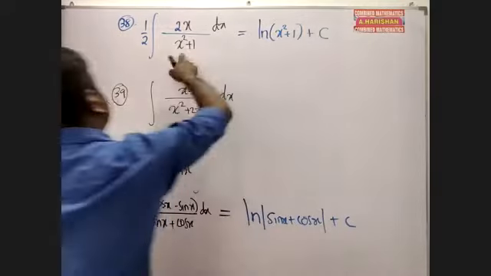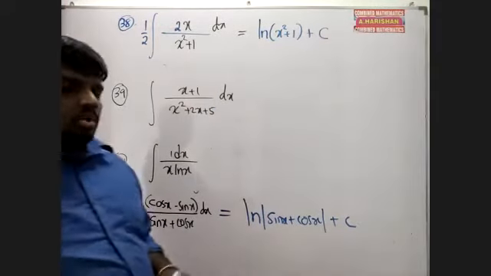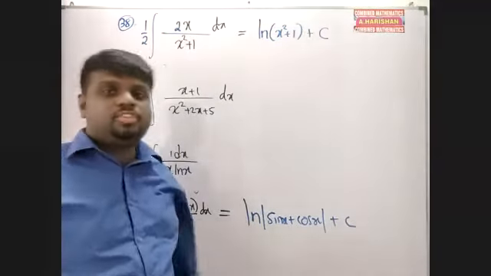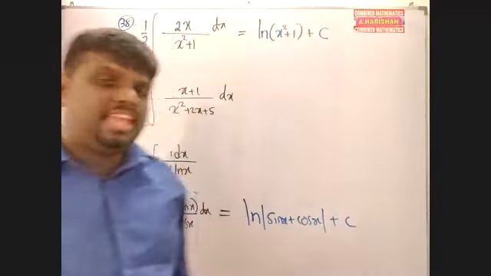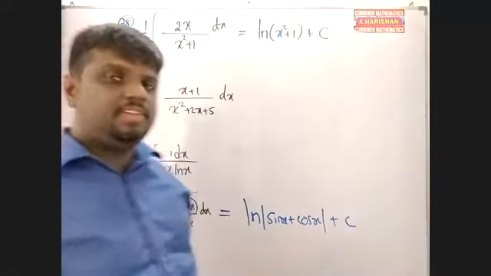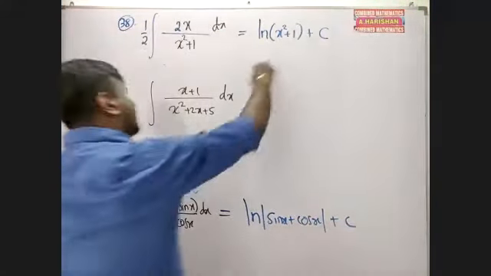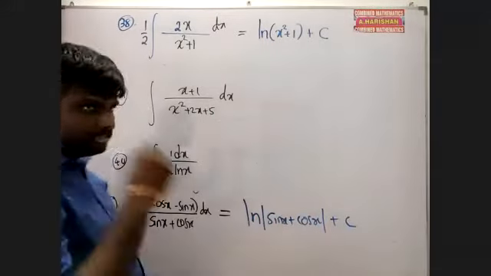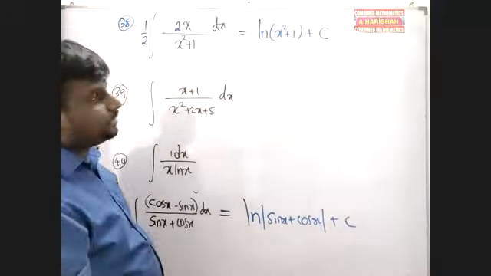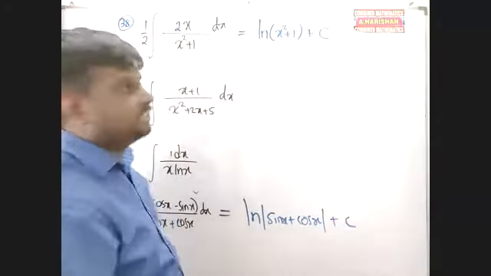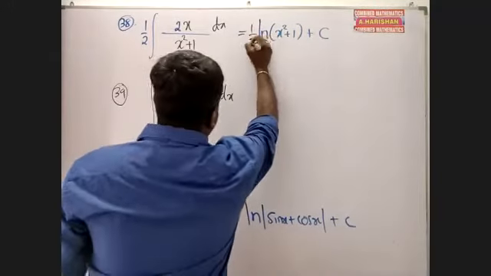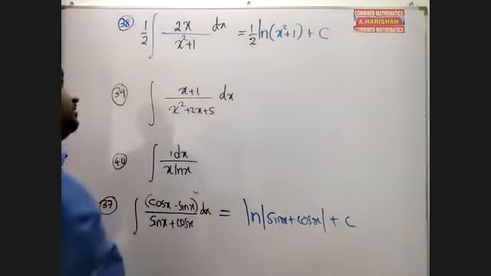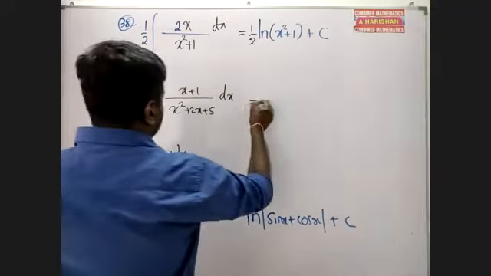Now note that I didn't put the modulus for x squared plus 1. Why? Because x squared plus 1 is always positive for all the real values of x. So I didn't put the modulus. Okay, so the half is there. I forgot the half. Half is there, so we have to put the half. That's it. That's good. The next one.